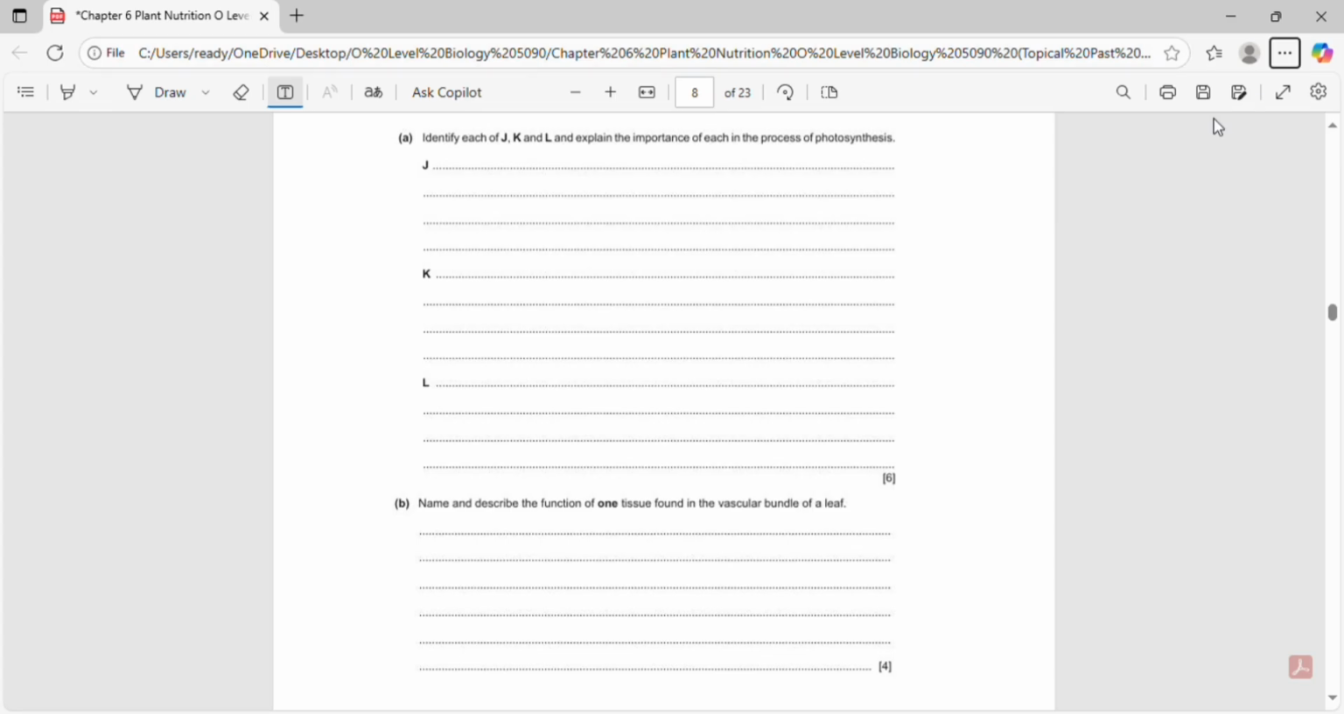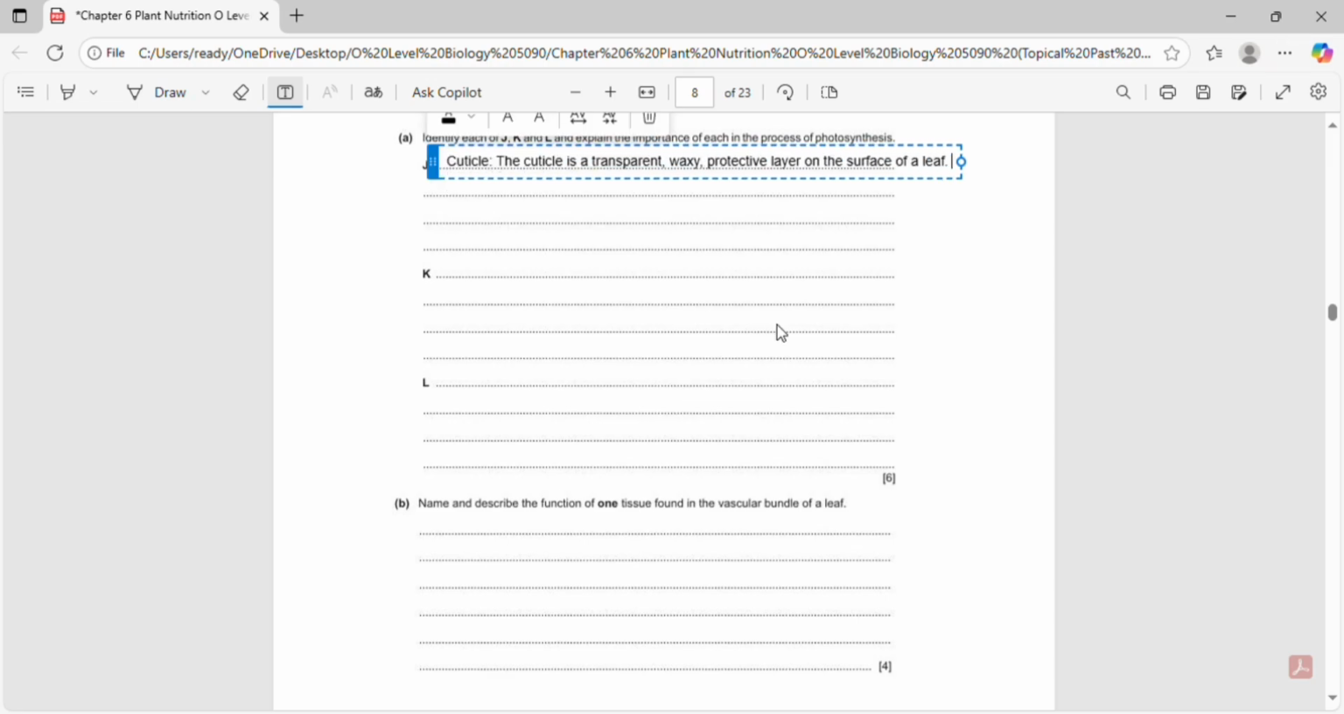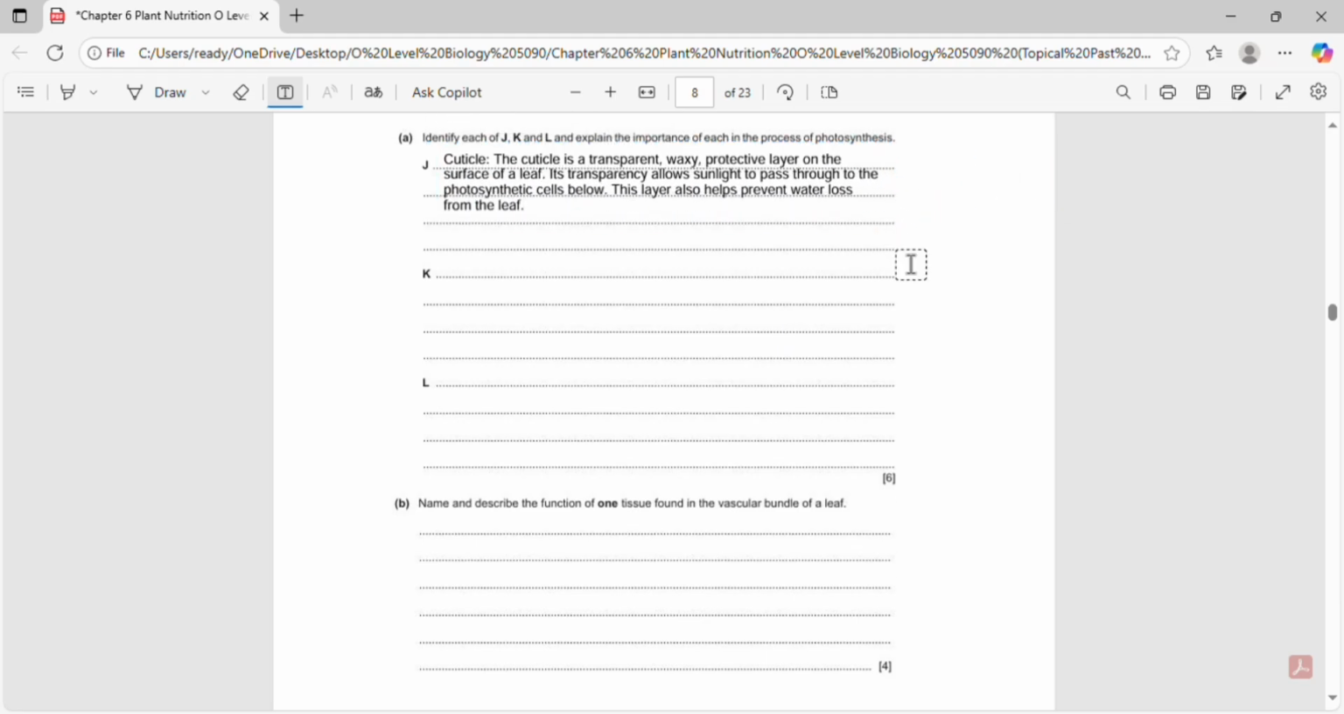Now the question asks, identify each of J, K and L and explain the importance of each in the process of photosynthesis. So we have already identified these parts in the diagram, and now we will simply write our answers. J is cuticle. The cuticle is a transparent, waxy, protective layer on the surface of a leaf. Its transparency allows sunlight to pass through to the photosynthetic cells below. This layer also helps prevent water loss from the leaf. This shows that the cuticle, while mainly there for protection and to reduce water loss, also plays a small but important role in photosynthesis by letting sunlight pass through to the layers beneath.